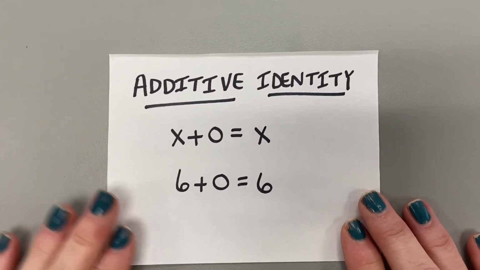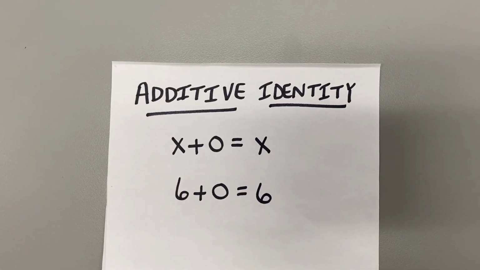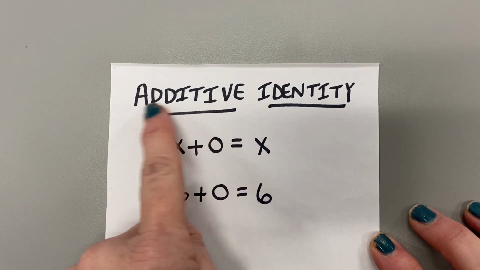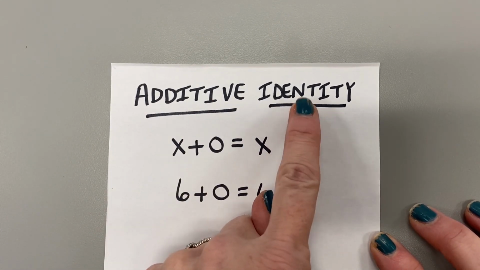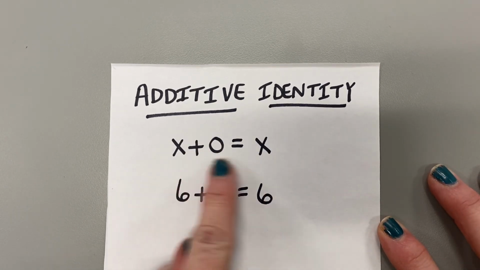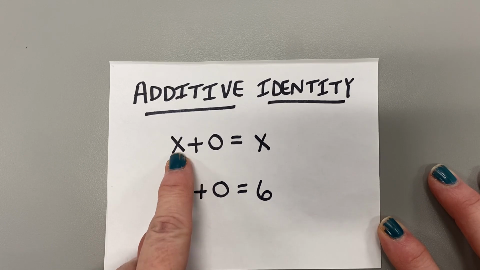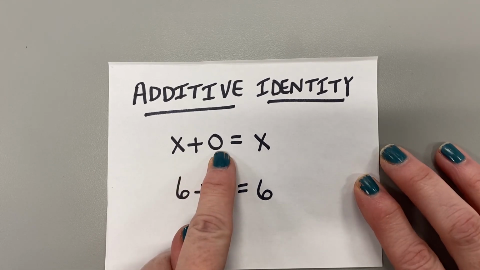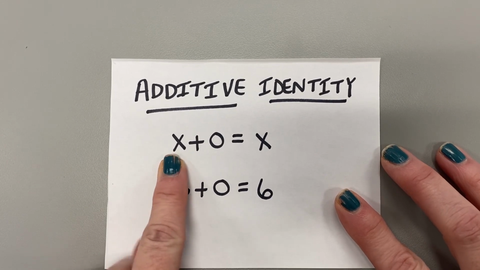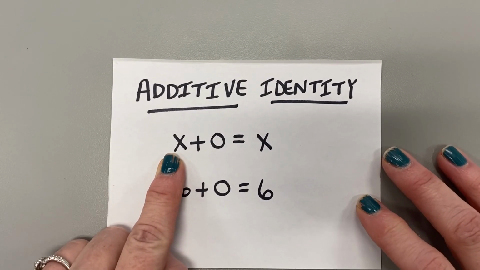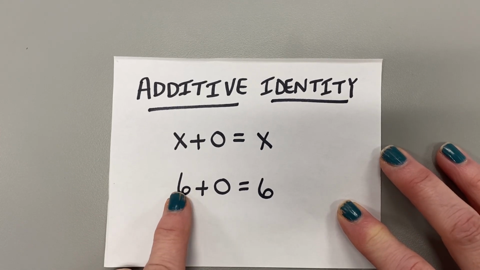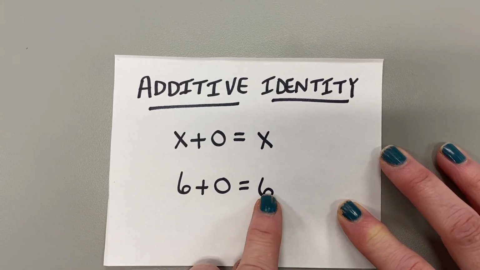Here's the first one. There is something in math called the additive identity. Additive meaning add. Identity, we'll get to that in a second, what that word means. So if you look here, this is what the property says. It says x plus 0 equals x. Now remember, a variable just holds the place for a number, any number. So I chose 6 here, so we could say 6 plus 0 equals 6.